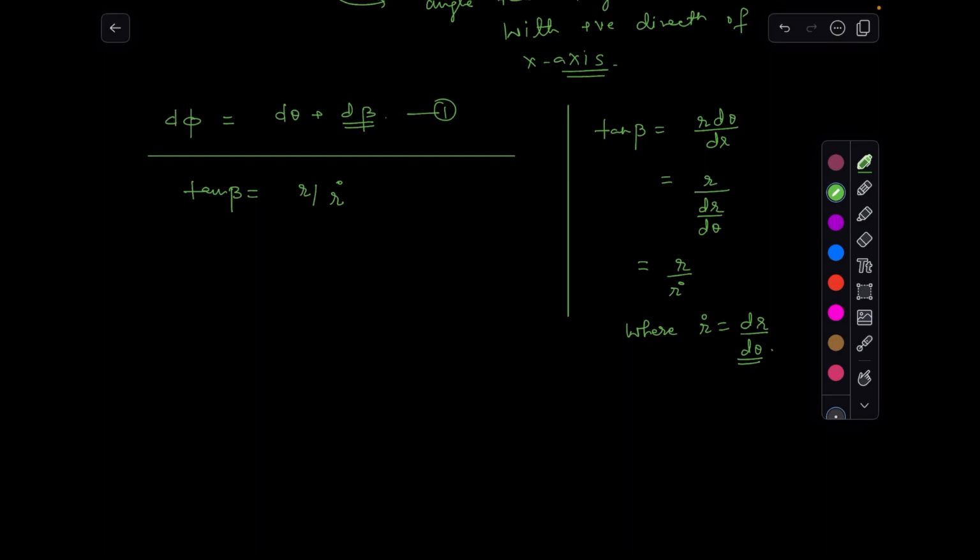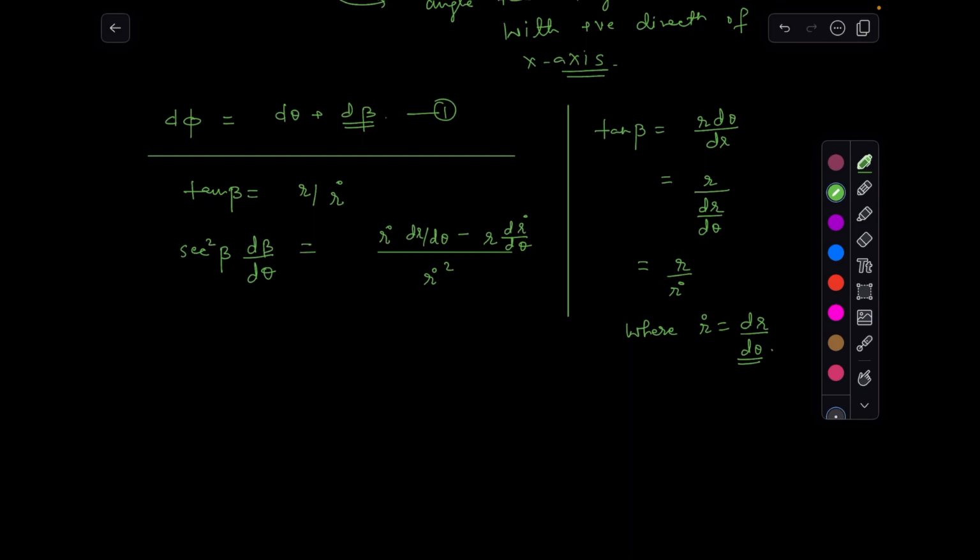We can differentiate on both sides. It will become sec square beta into d beta divided by d theta, and on the right side, the square of r dot, r dot into dr by d theta. We are applying the quotient rule, minus r into the derivative of r dot, something like this.